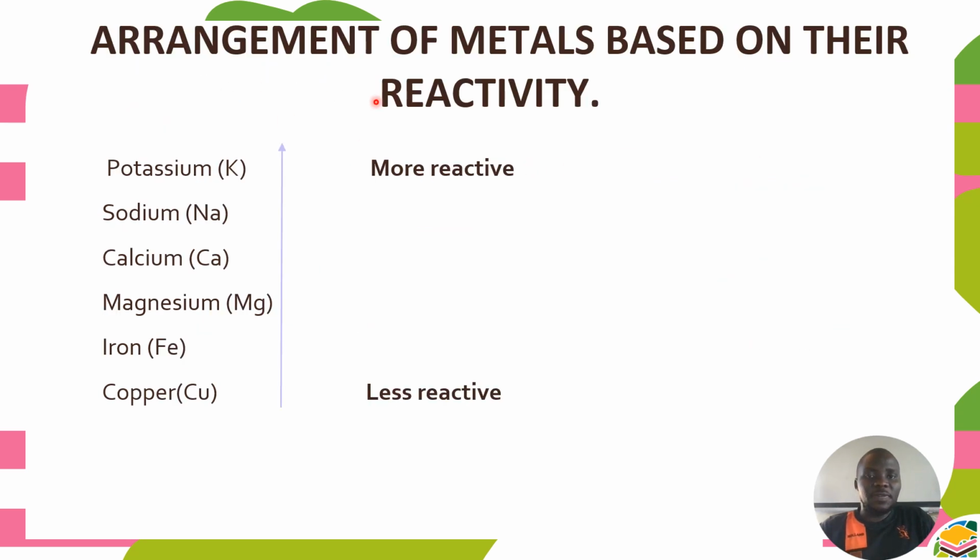Arrangement of metals depending on their reactivity. The first one is potassium, then sodium, calcium, magnesium, iron, and copper. It means amongst these metals which have been arranged here, the one which will burn more easily in oxygen is this one, because it has a weak nuclear charge, so it can easily release its valence electron.